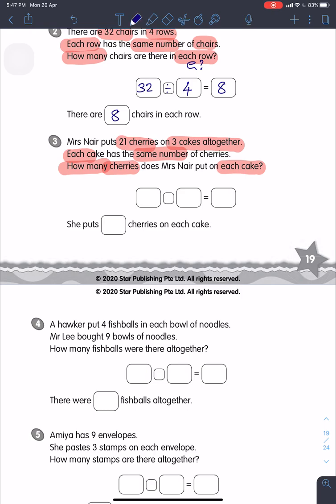21 cherries. 21 is the total. So we know the total on 3 cakes. This cake is the number of groups. So we know the total, and we know one part, which is the group. We know we need to do a division to find how many cherries on each cake, which is E. So it will be 21 divided by 3, which gives you 7. So she puts 7 cherries on each cake.